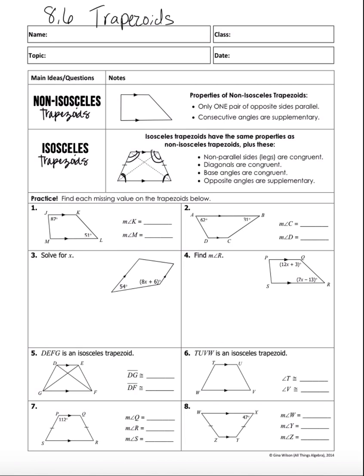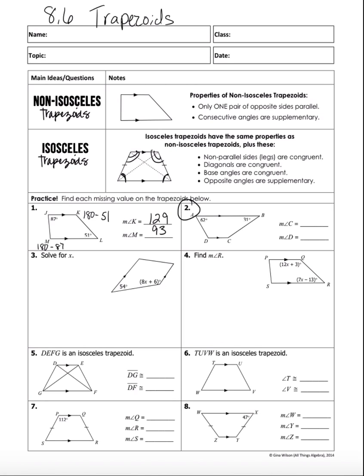Okay, let's try some. First, we'll find the missing angle values. If these are the parallel lines, then consecutive angles are supplementary. So if I want to find angle M, I'm going to do 180 minus 87. That's going to give me 93. And to find angle K, I can take 180 minus 51, and that'll give me 129. Go ahead and try number 2 on your own.